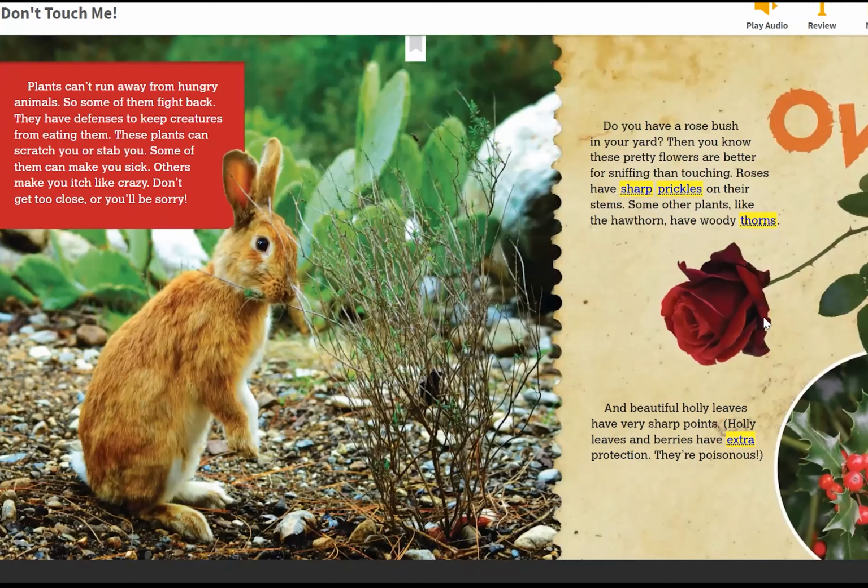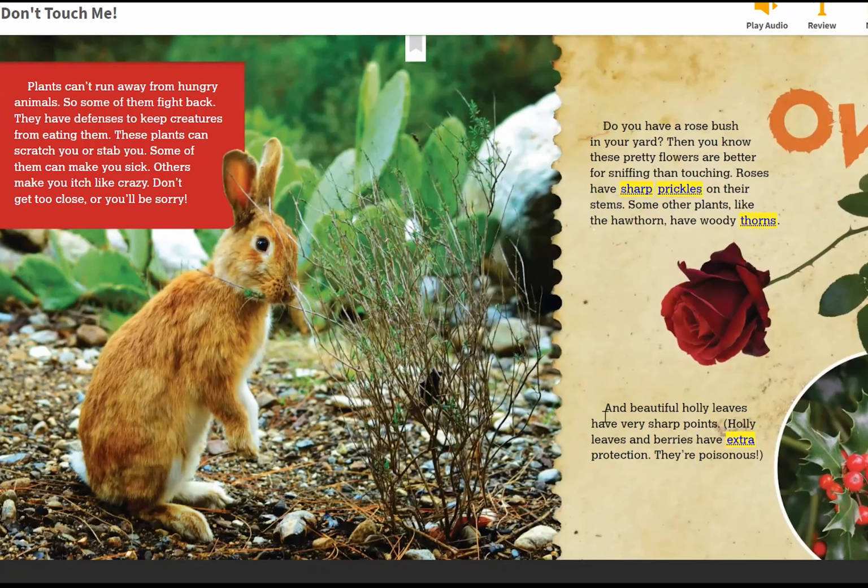So here, let's take a look at this picture of this rose. It is beautiful, but if we look at the stem, we can certainly see those sharp prickles. And I myself know I've had an encounter with a rose and its thorns. It's unpleasant, it hurts. So I can imagine this is how the rose defends itself against some animal that might want to eat it or touch it.